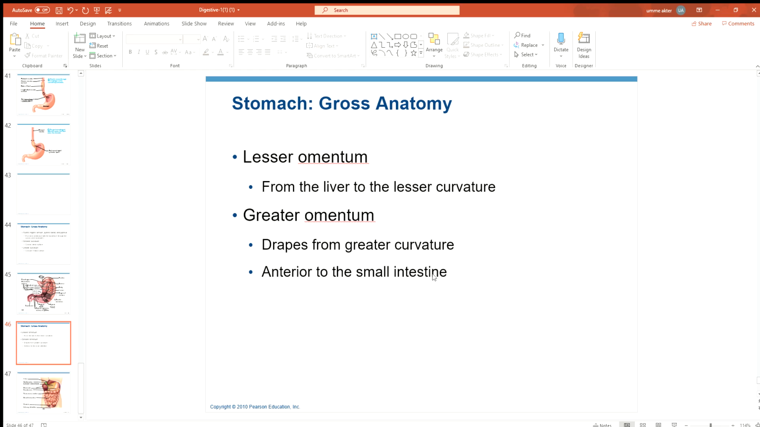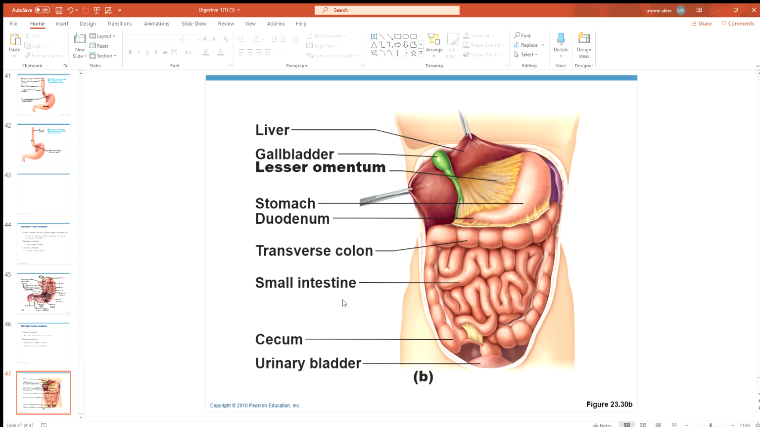Lesser omentum and greater omentum, those are two connective tissue membrane like structures. This is the stomach. So this smaller curve of the stomach is called lesser curvature, and this one is called the greater curvature. Okay. Now from the liver, this is the liver, a connective tissue membrane goes to the lesser curvature of the stomach, and this is called the lesser omentum. Okay. And then from the greater curvature of the stomach, what happens?